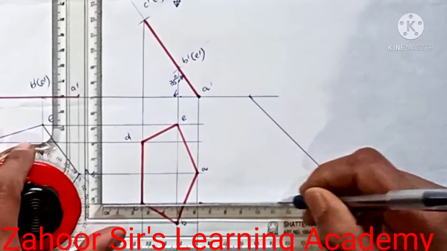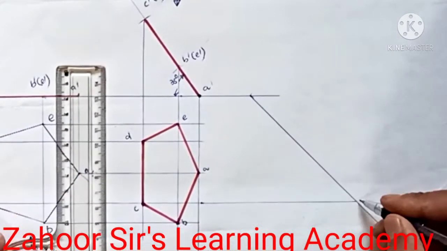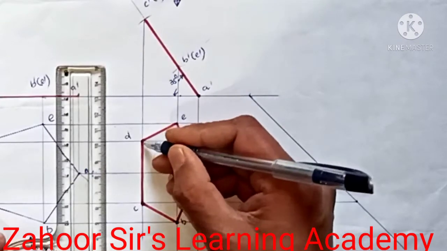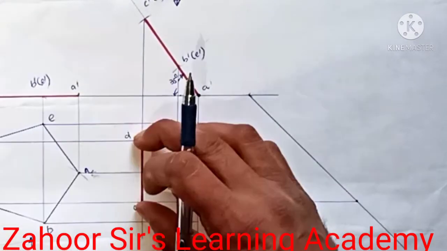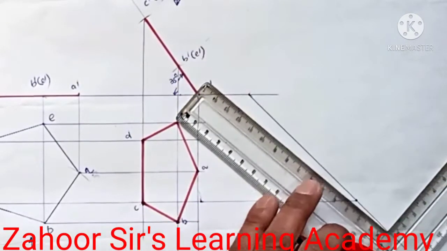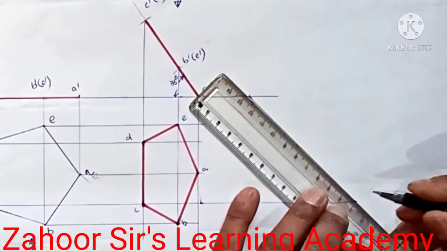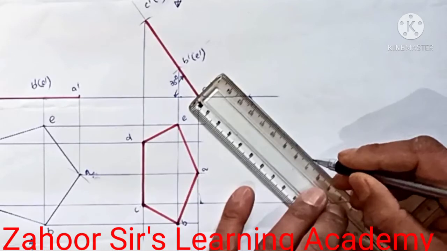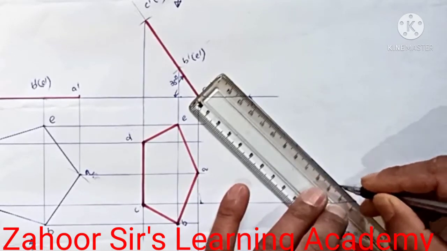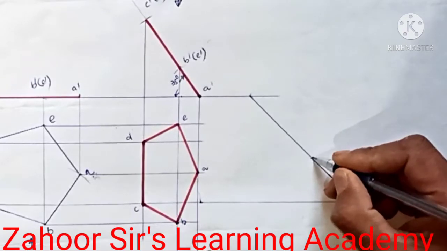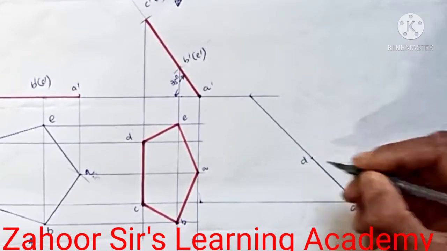So let's call this point my C, and we know CD is the true length, which is 40 mm. So I'll measure here 40 mm, which is the true length. This is how we need to draw. So this was my C and this point is my D.